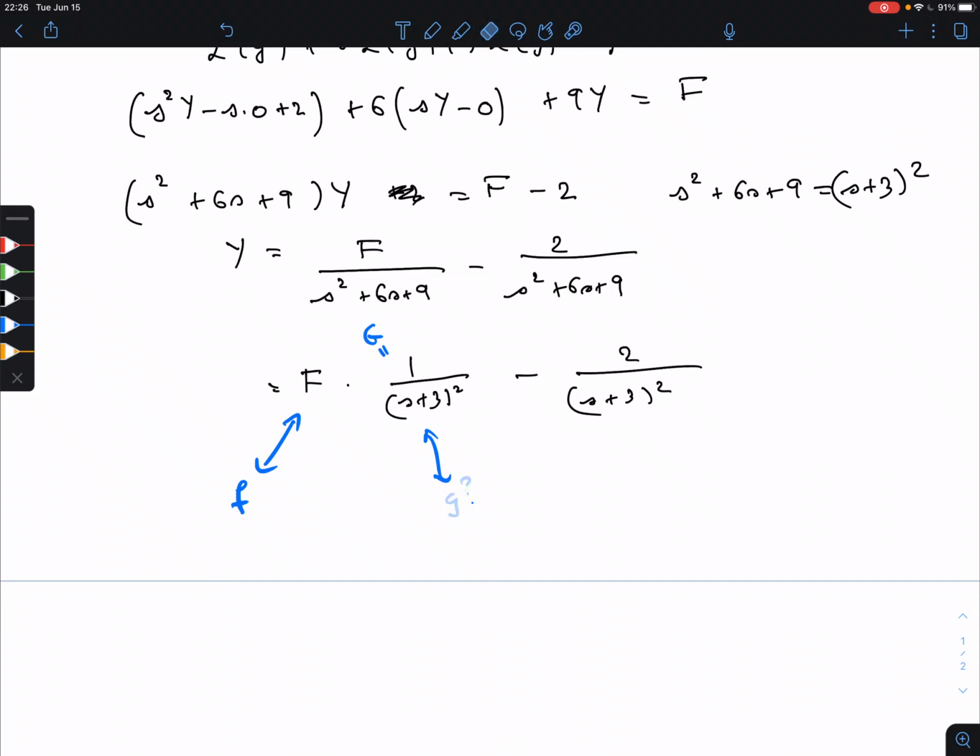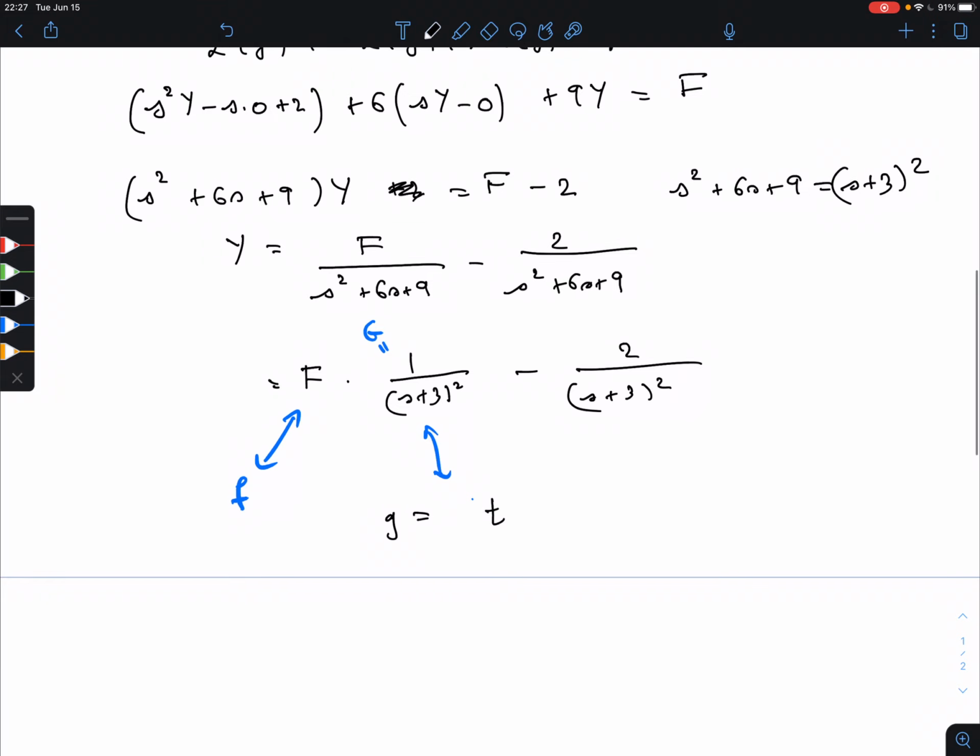To answer what g is is actually easy. G is, just from our tables, let's think about it. We have a power here, and at the side of the Laplace, the power is 1 higher than on the other side. So we're going to have the power 1, t to the 1. But there's also a shift, and what is the shift here? A is negative 3. So this will result in a multiplication with the exponential function, e to the minus 3t.